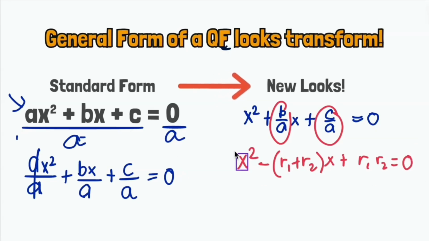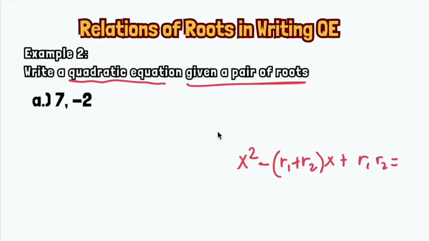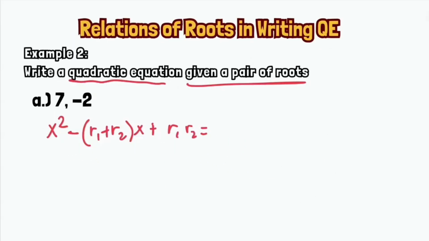Allow me to copy this particular information, because we will use it in our first example. Allow me to use this particular equation. Just to review, this one is the sum of the two roots, and this is the product of the two roots. You already have the given roots here. Our root 1, allow me to write, is 7. Root 2 is negative 2. So let's use those two roots.